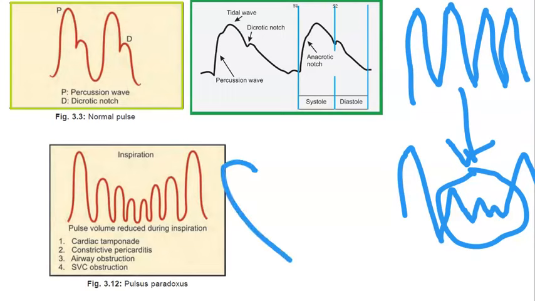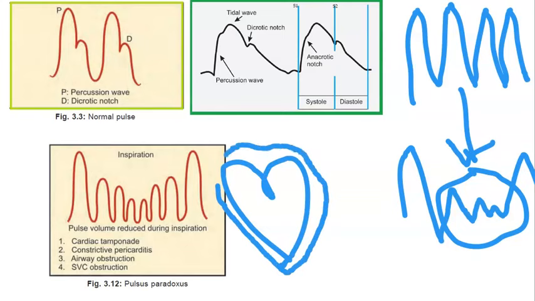Cardiac tamponade. Around the heart there is restriction, right? What is tamponade? There is pressure on the heart. When will it occur? During inspiration. You're breathing in, right? That time there is more pressure on the heart. Then constrictive pericarditis, where there is something constricting the heart.